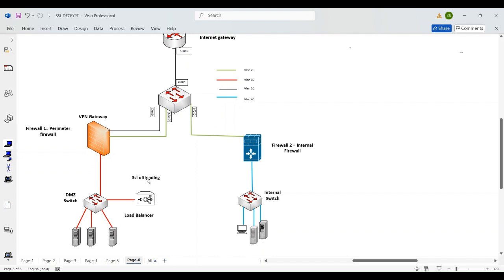Then the load balancer can also act as a WAF, that is a web application firewall, right? It can also act as a WAF for layer 7 attacks on applications like SQL injection and cross-site scripting.